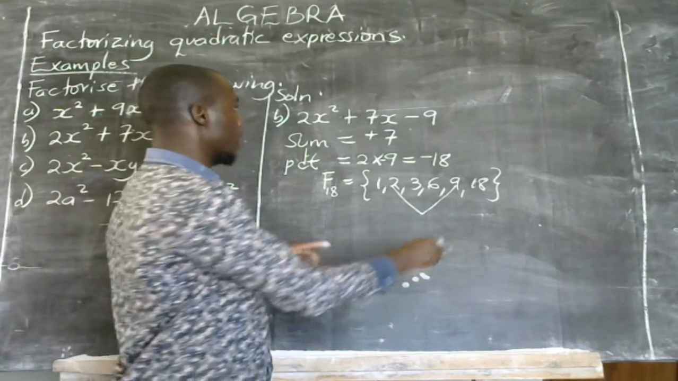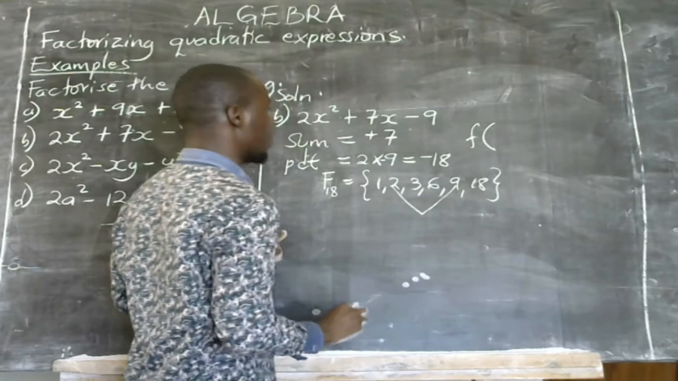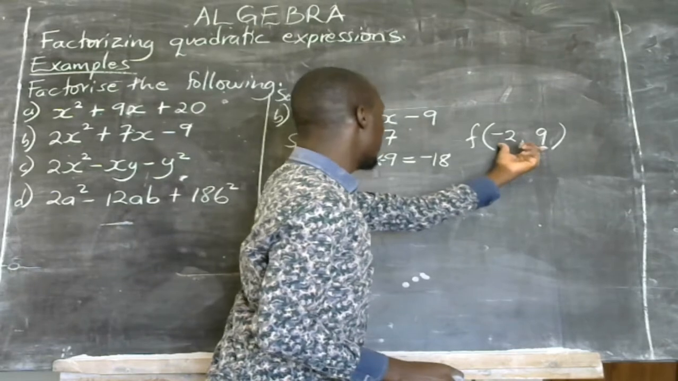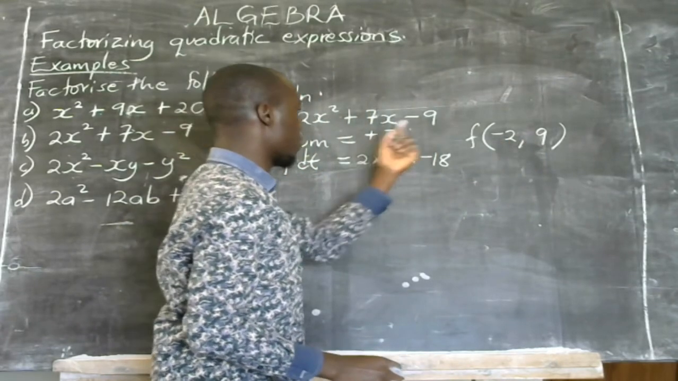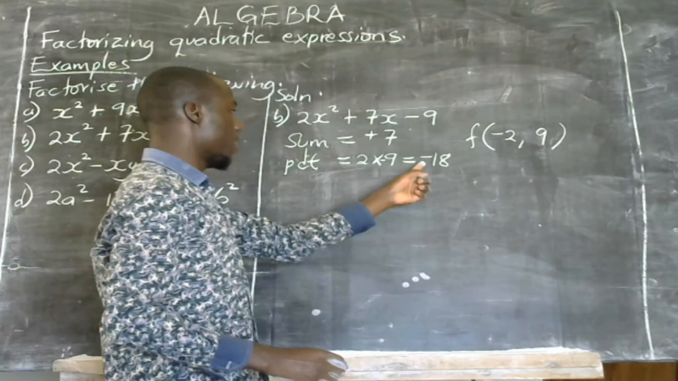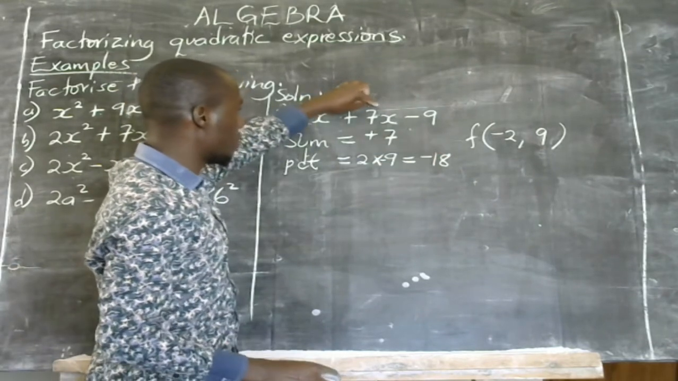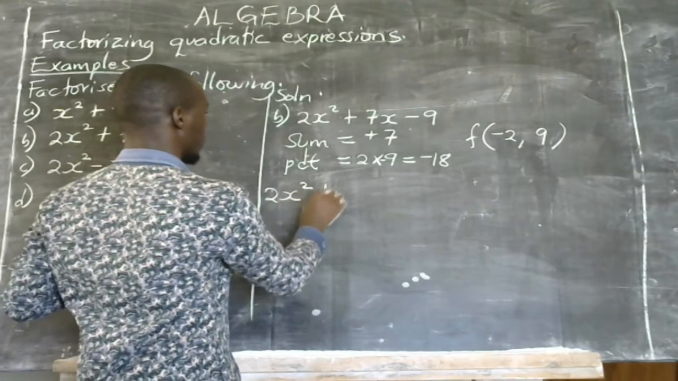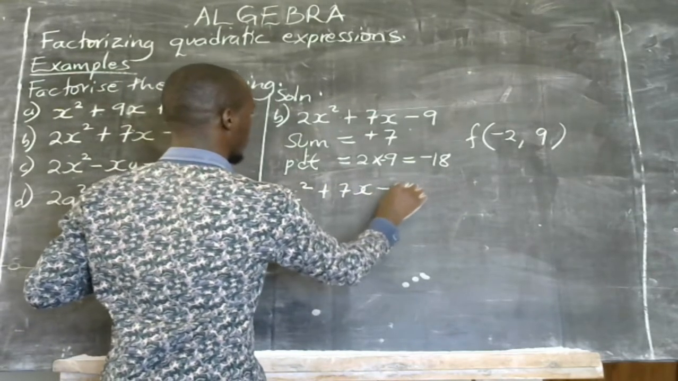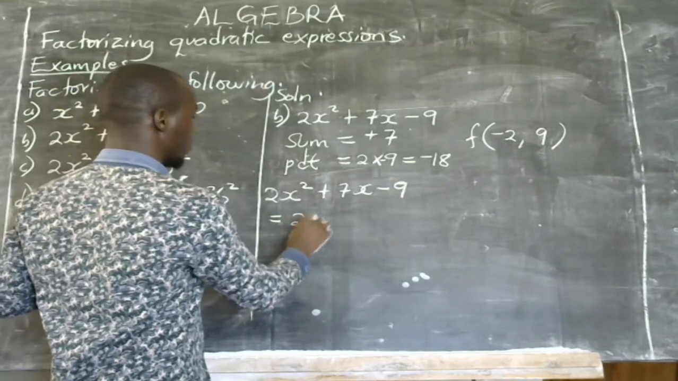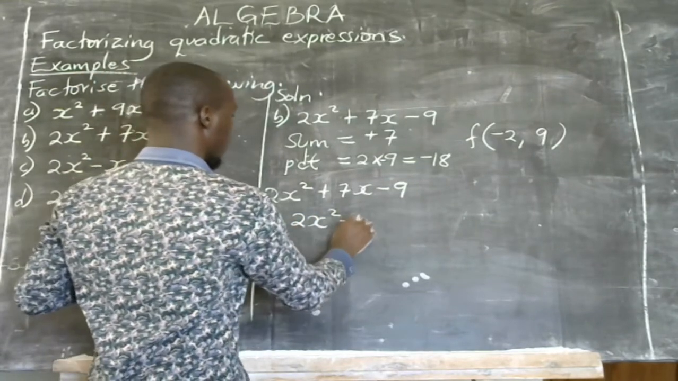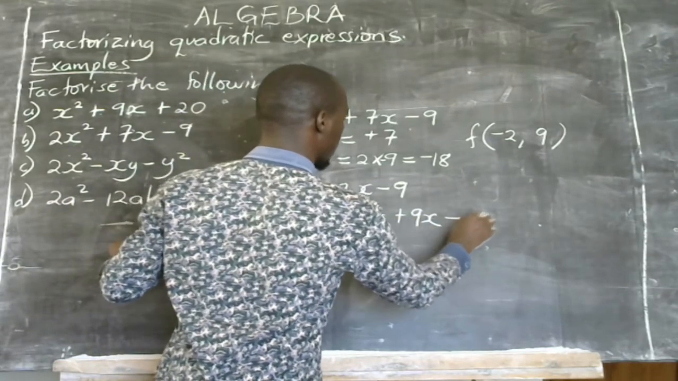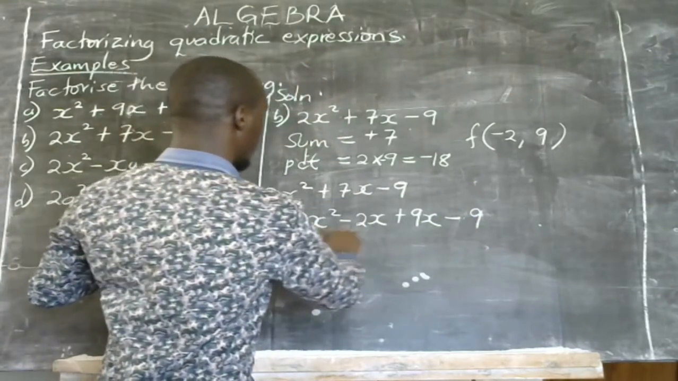So my factors there are going to be negative 2 and positive 9. When I add them, they are giving me positive 7. When I multiply them, they are giving me negative 18. Then there, I substitute them here where I've got the sum. So this one gives me 2x squared minus 2x plus 9x, then minus 9. I have 4 terms now.